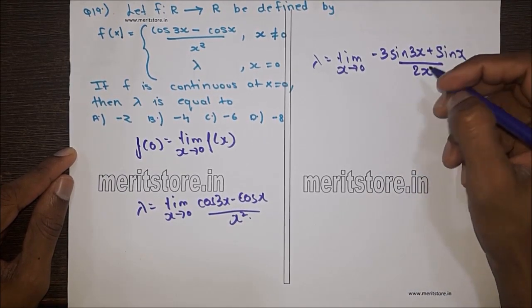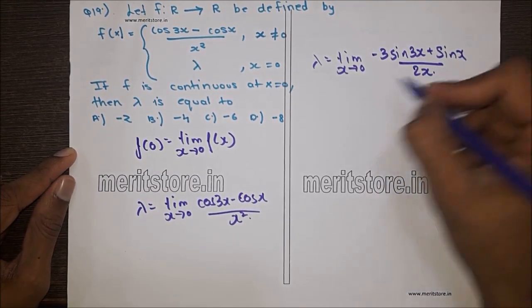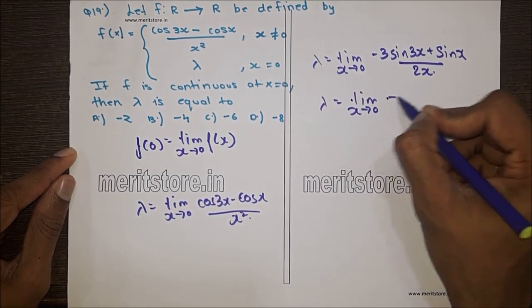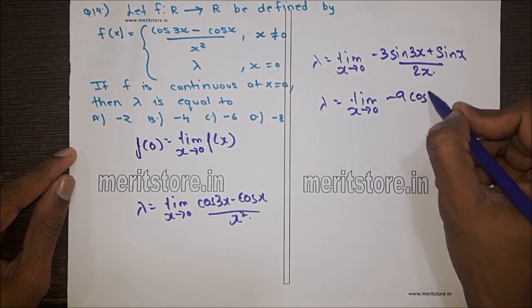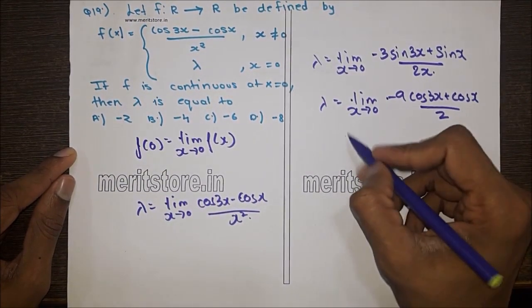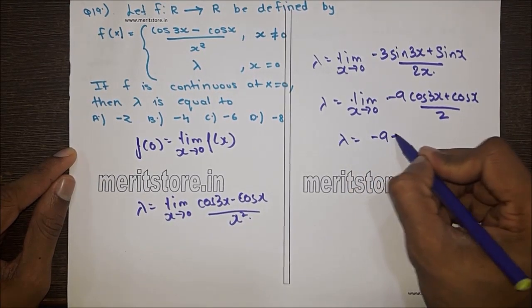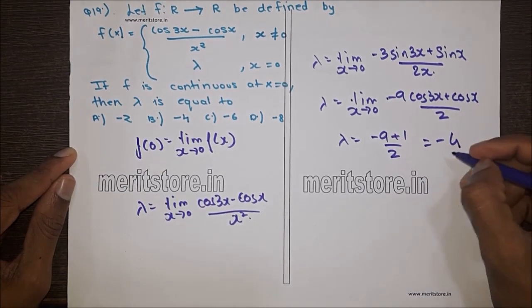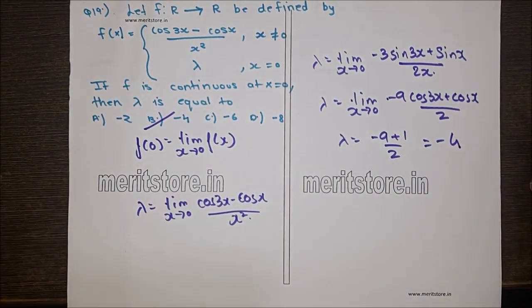Again, we apply L'Hospital's rule on the right hand side, and we get lambda equal to the limit as x approaches 0 of minus 9 cos 3x plus cos x upon 2, where we get lambda equal to minus 9 plus 1 by 2, which is minus 4 as the answer. So therefore option B is the correct answer.